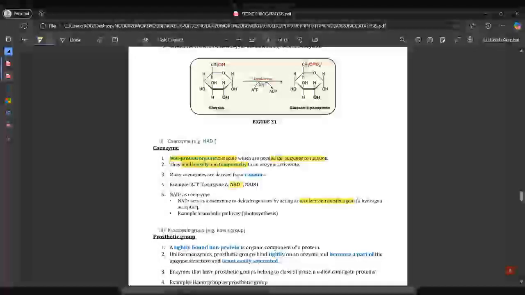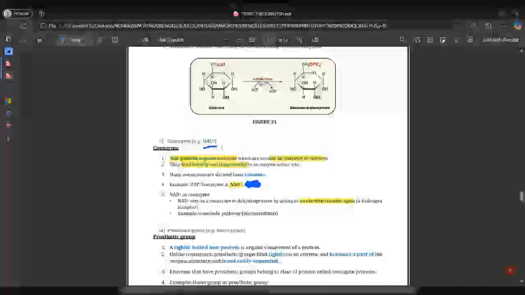Bear in mind it's NAD plus, not NADH. I read this particular answer first because I had not yet seen the books write down NADH, so I just deleted this answer first. But NAD plus, yes, it is one of the examples. FAD is not. FAD is permanently tied to the enzyme. So FAD is a type of prosthetic group.